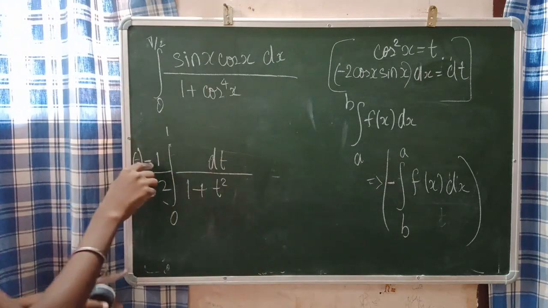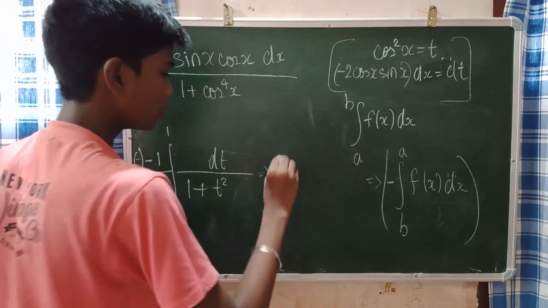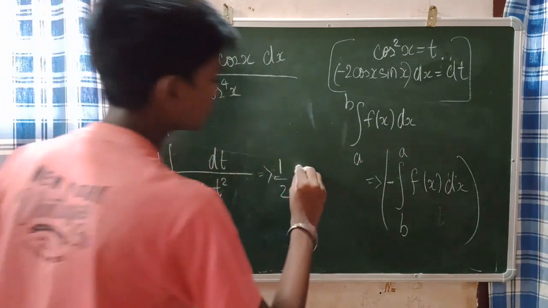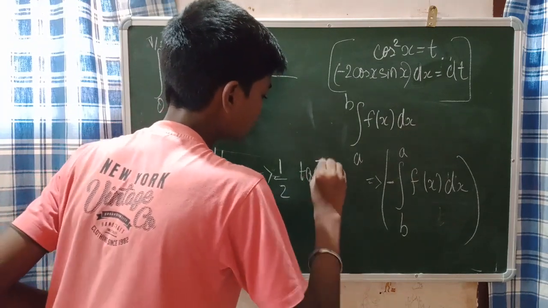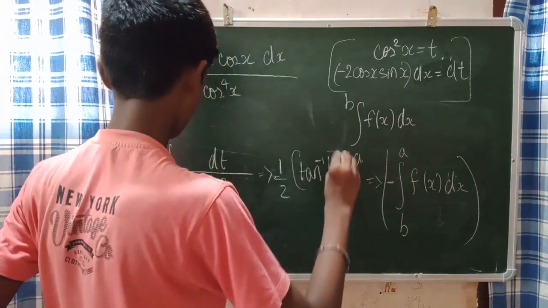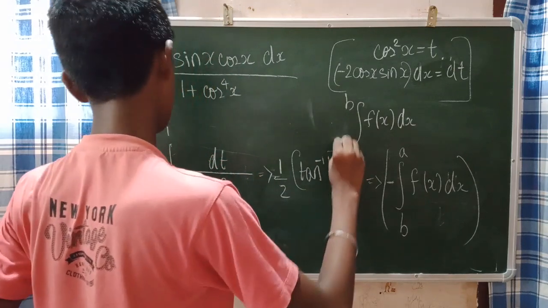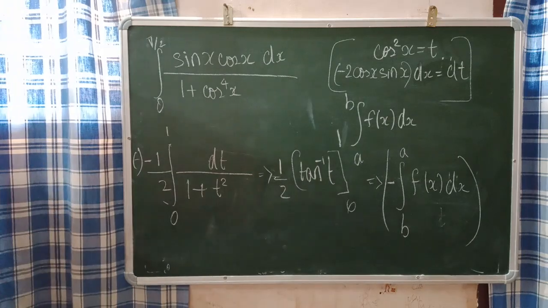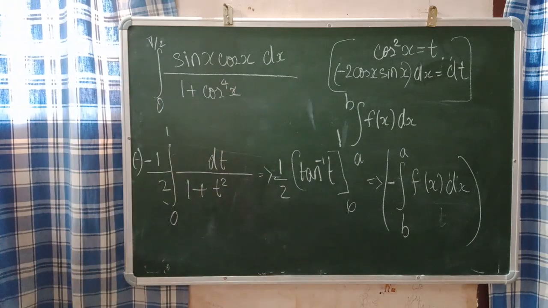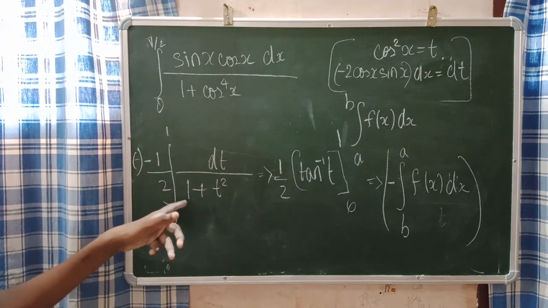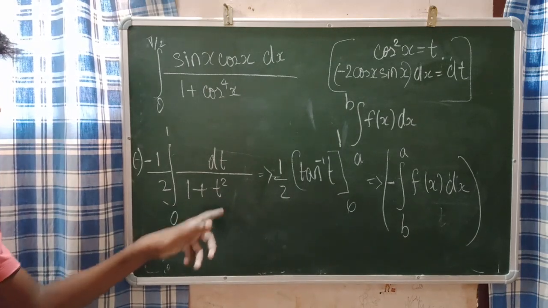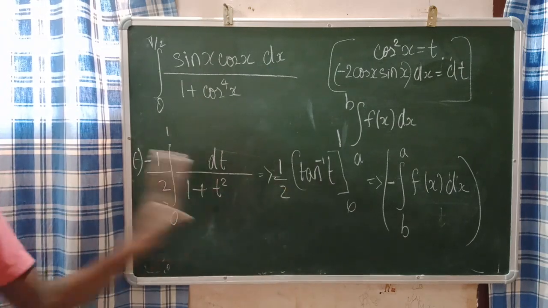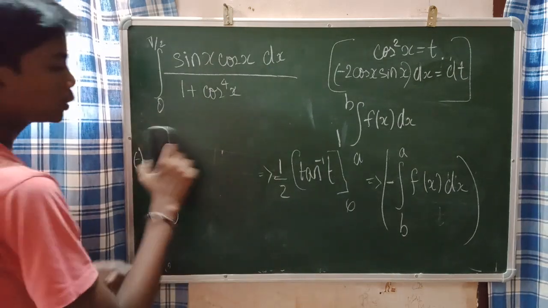So minus into minus 1 by 2 is 1 by 2, then into integral of dt by 1 plus t square. Integral of dt by 1 plus t square is tan inverse of t from 0 to 1. How? It is a standard integral, because integral of dx by a square plus x square is equal to 1 by a tan inverse of x by a. Here a square is 1 square, x square is t square. So 1 by a will be 1 by 1, and tan inverse of x by a will be t by 1. That's all. So from 0 to 1, you are supposed to solve with these limits.